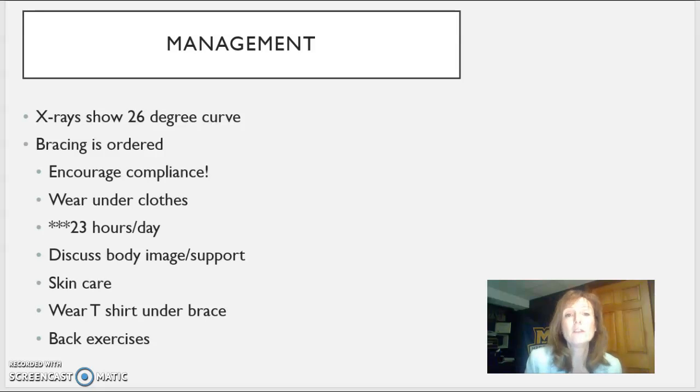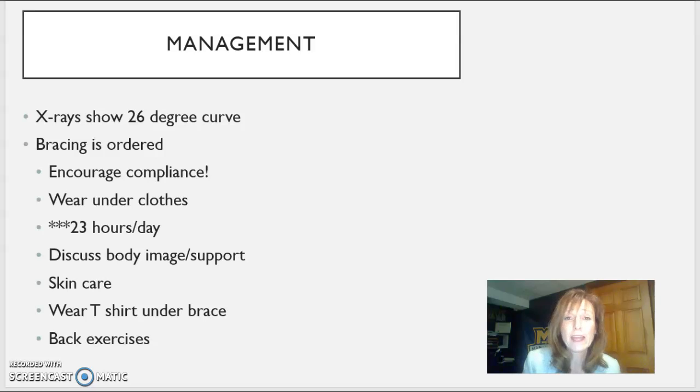So the x-ray will give you an exact curve, and the way that you measure that is when you have the x-ray, you can use your own measuring device to calculate the exact curve. So it's more precise than a scoliometer. So the x-rays show a 26-degree curve. So we do know that we have to put this child in a brace, in a back brace.